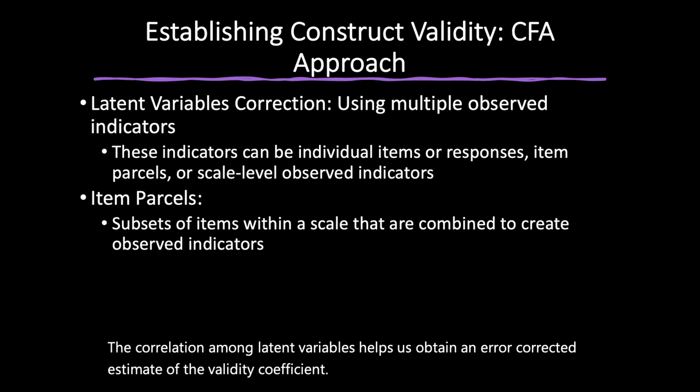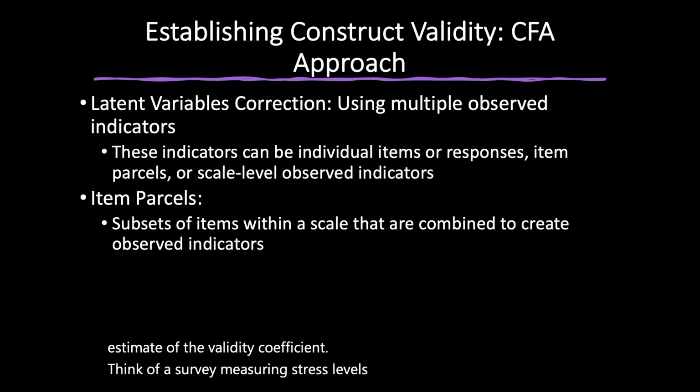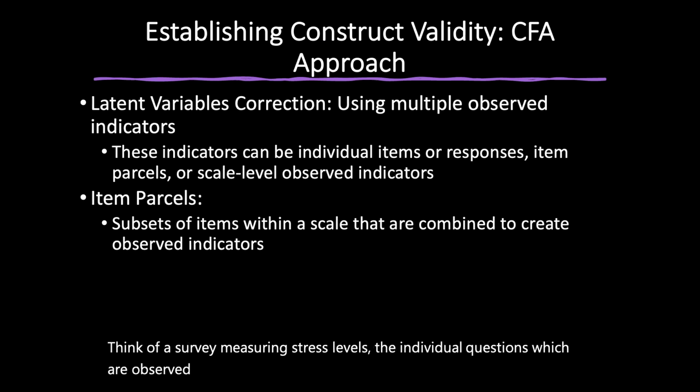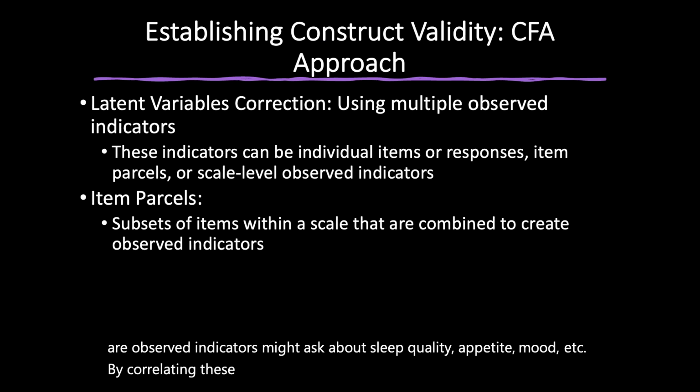Think of a survey measuring stress levels. The individual questions, which are observed indicators, might ask about sleep quality, appetite, mood, etc. By correlating these, CFA helps us see the big picture of stress, which is the latent variable, in the individual.